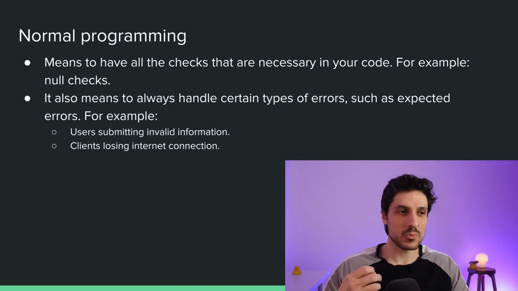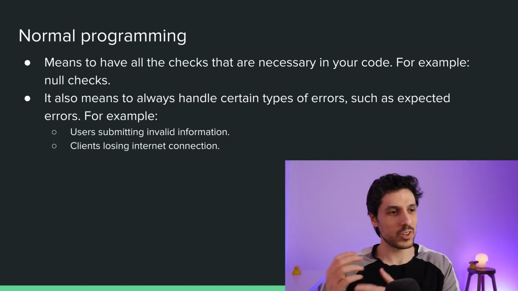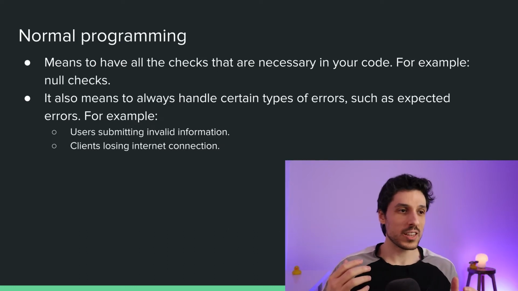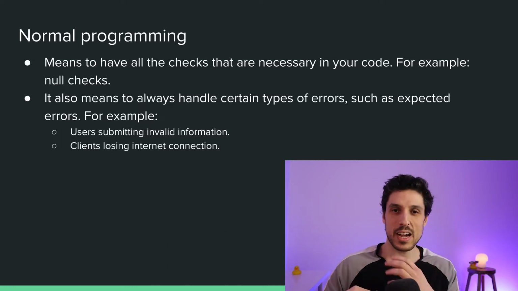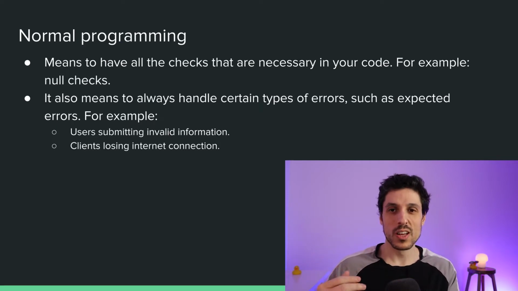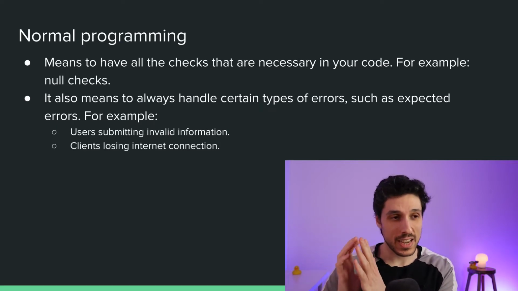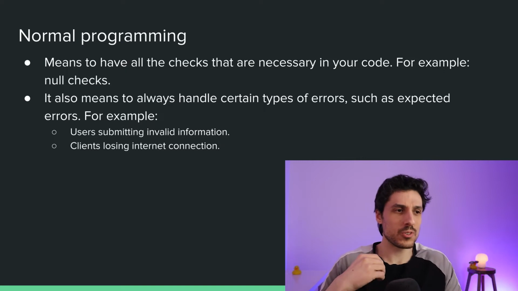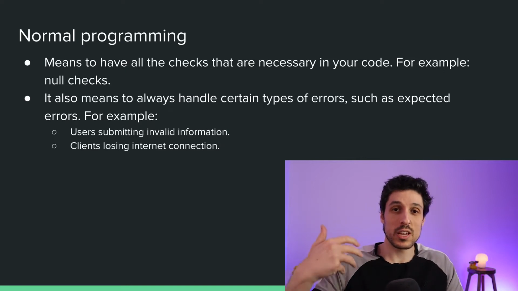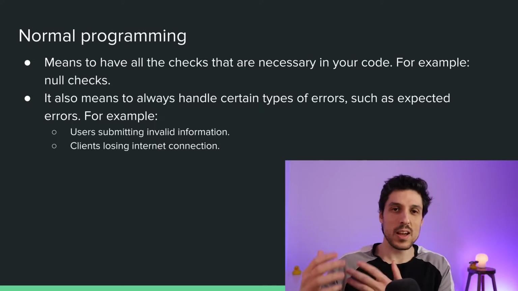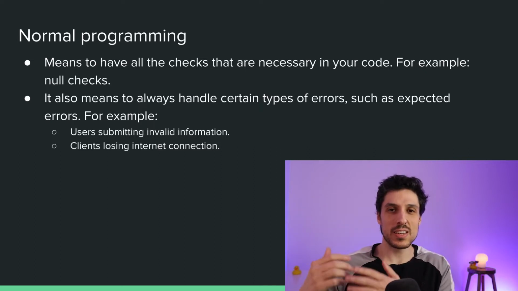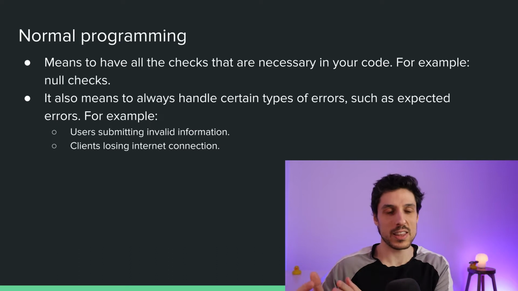And the same thing applies with handling certain errors. For example, kinds of errors that are expected and outside of the program's control, your program should always handle them. Some examples of that are things like failing to send a network request because the client's connection dropped, and the user providing invalid information in a form or something like that.